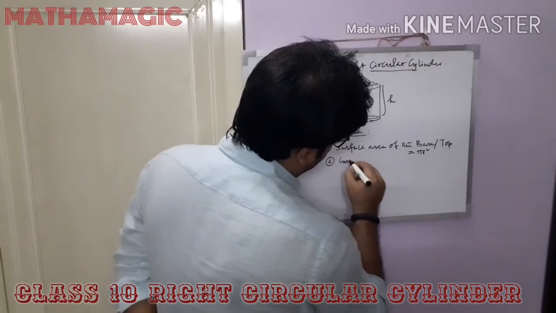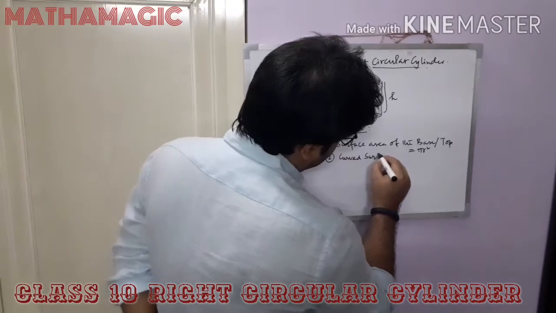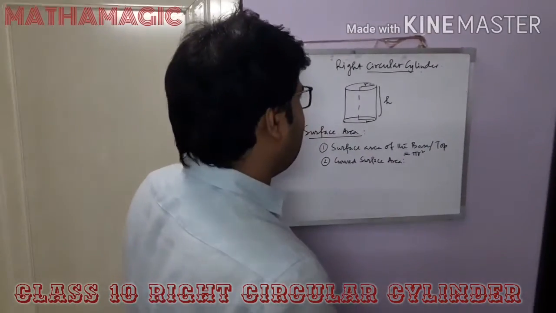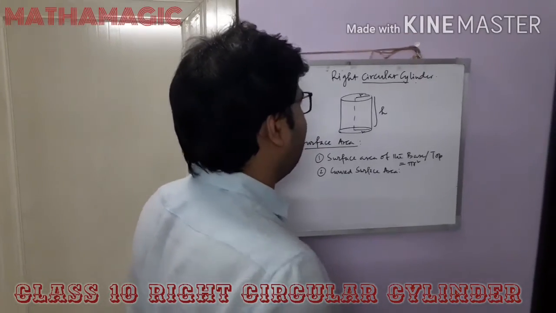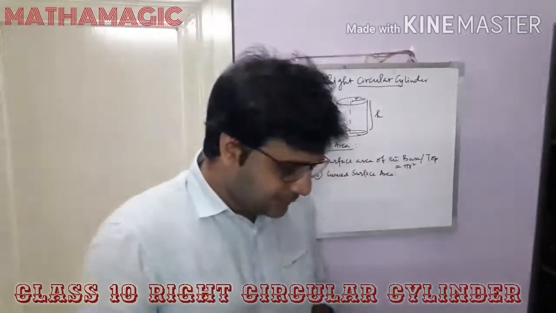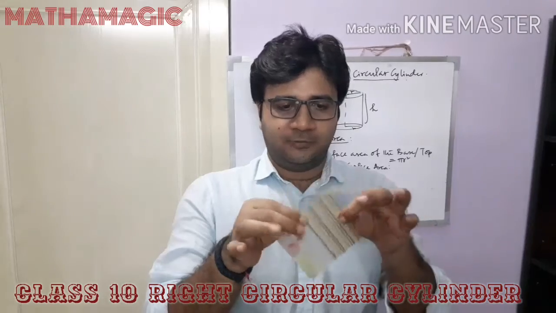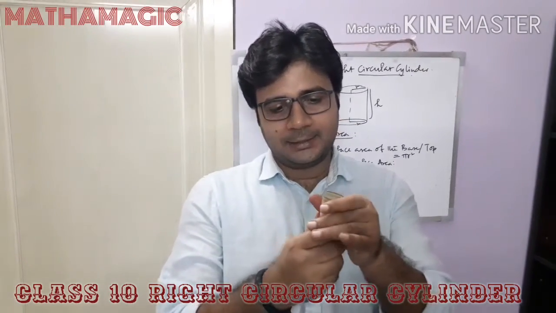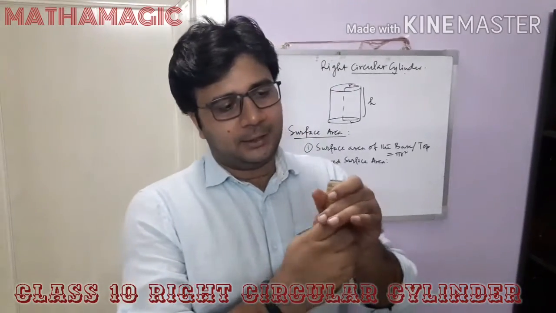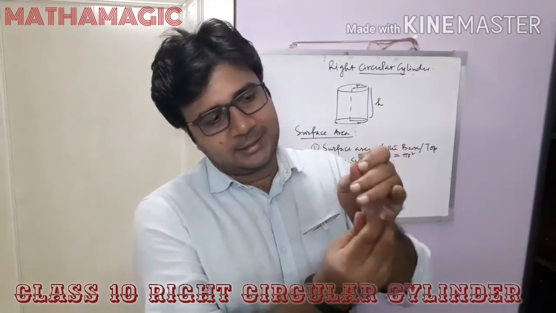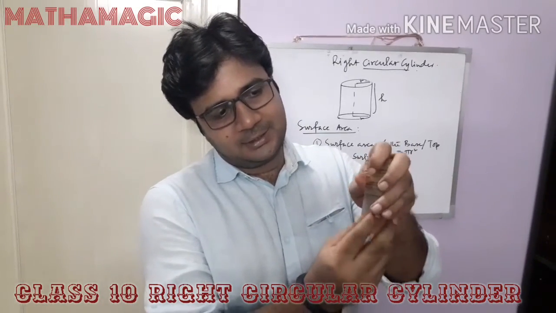Curved surface area. In order to understand how to calculate the curved surface area of a right circular cylinder, we'll demonstrate by taking one example. Let us take this one. This is a rectangle sort of thing. Now if we bend it like this, and join it like this, then it will become a right circular cylinder. See, this is the right circular cylinder here.